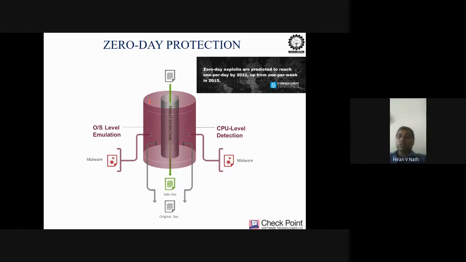So this is actually what most organizations claim, and there is no 100% security. Zero-day exploits are predicted to reach 1 per day by 2021, up from 1 per week in 2015. So it is increasing from the previous scenario. It was 1 per week in 2015, and presently, going to 2021, it is going to 1 per day. So that's a change. So with zero days, as such, there is no hardcore security system.